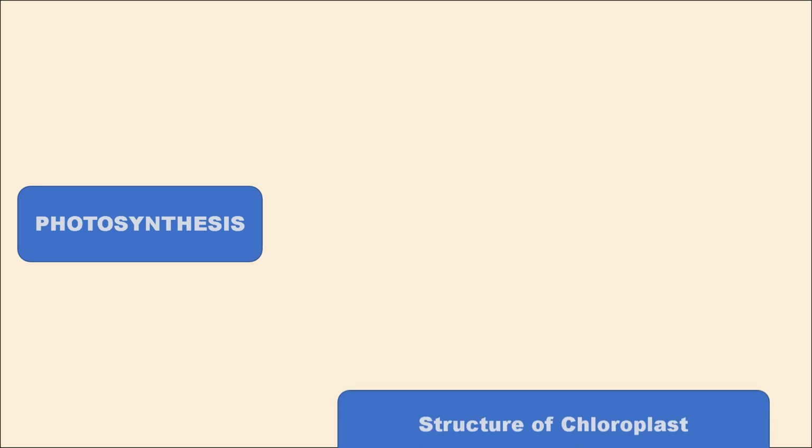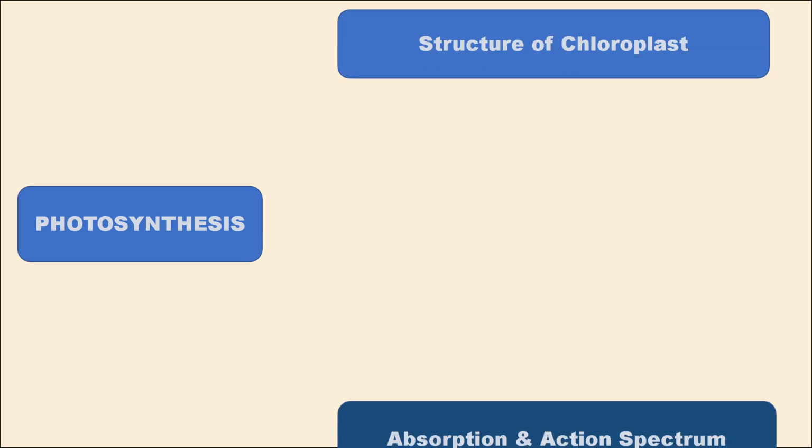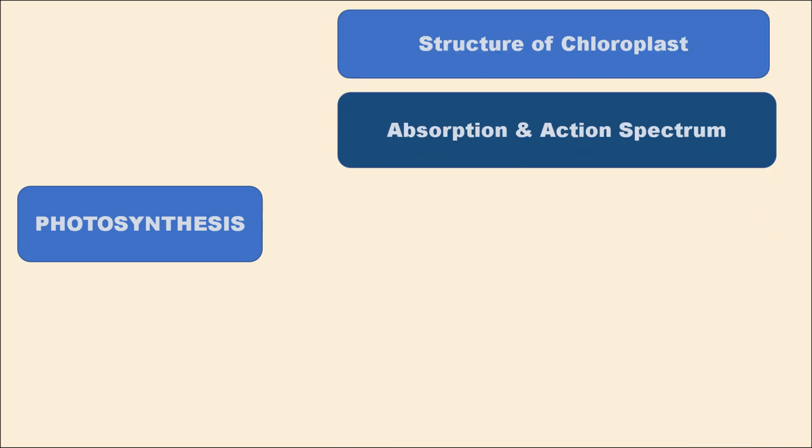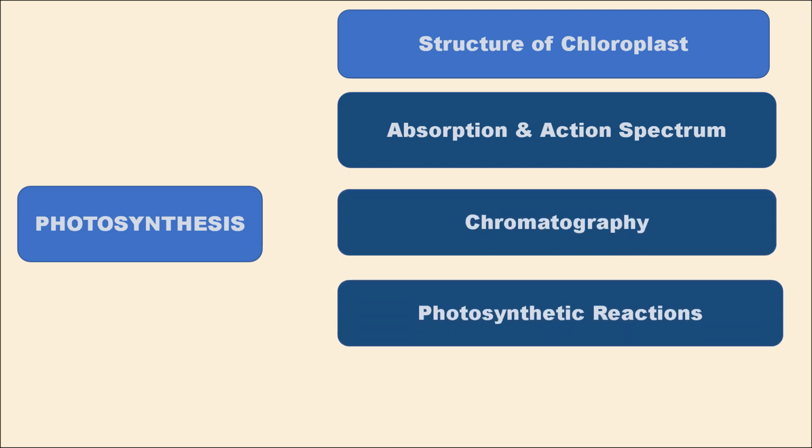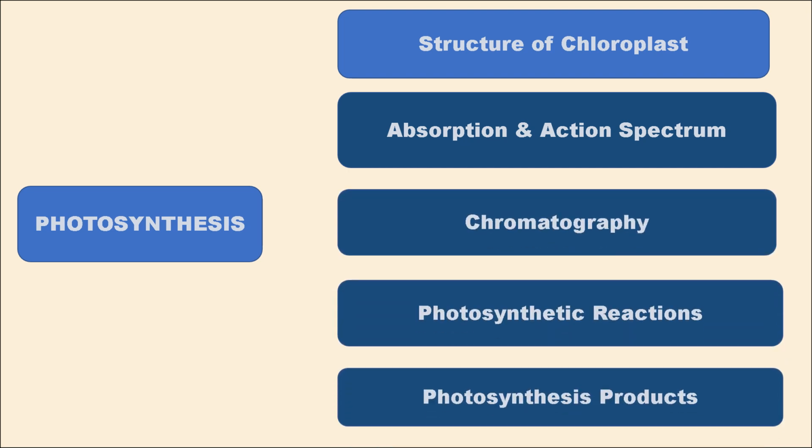According to your past paper questions, I have made some further categorization of the topic photosynthesis, and they are structure of chloroplast, absorption and action spectrum, chromatography, photosynthetic reactions, and finally photosynthesis products. And today we'll be focusing on structure of chloroplast.